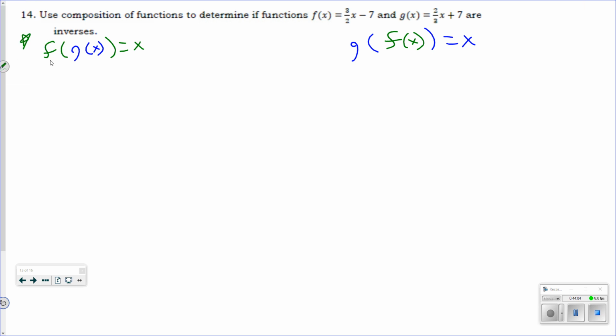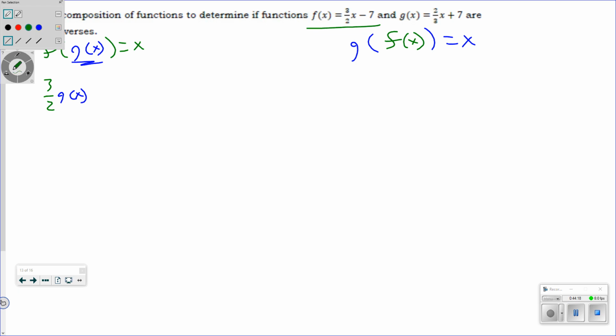The green function, or the one on the outside, is kind of like your base function where you base everything off of. So f of g of x is the function f of x, 3/2, but instead of x, you put g of x. All of that minus 7. So solve this out, because I know what g of x is, I can plug it in. g of x is 2/3 x plus 7. And all of that minus 7.